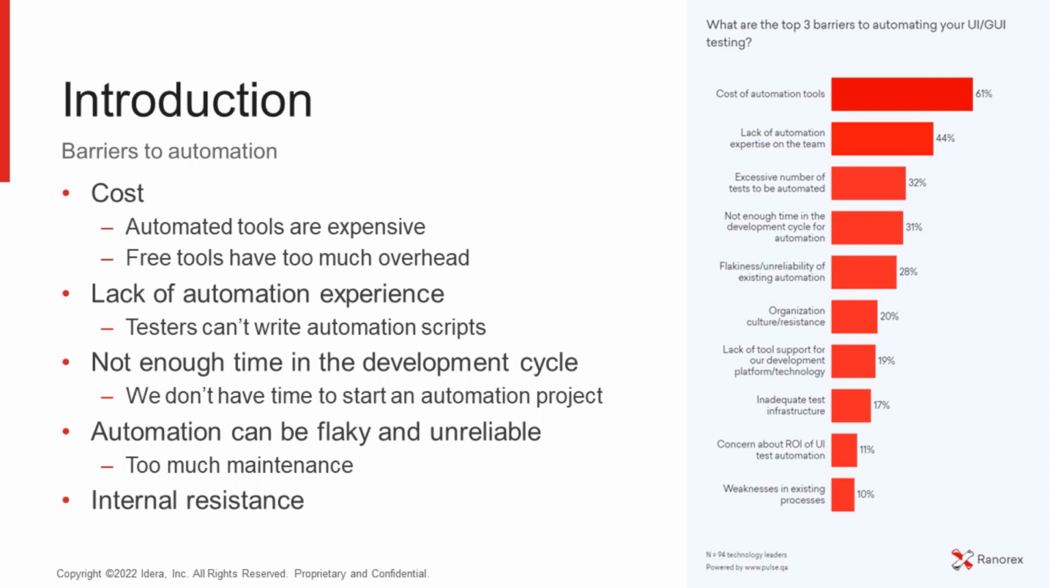The final item is internal resistance. Now, there are other items on this poll that were brought up, but internal resistance is another item where you have people internally who are afraid that automation is going to cost them their jobs, or they think that the processes in place are fine and don't need to be updated. You need to work through that, where automation isn't going to replace your manual testers or your other testers on your team.